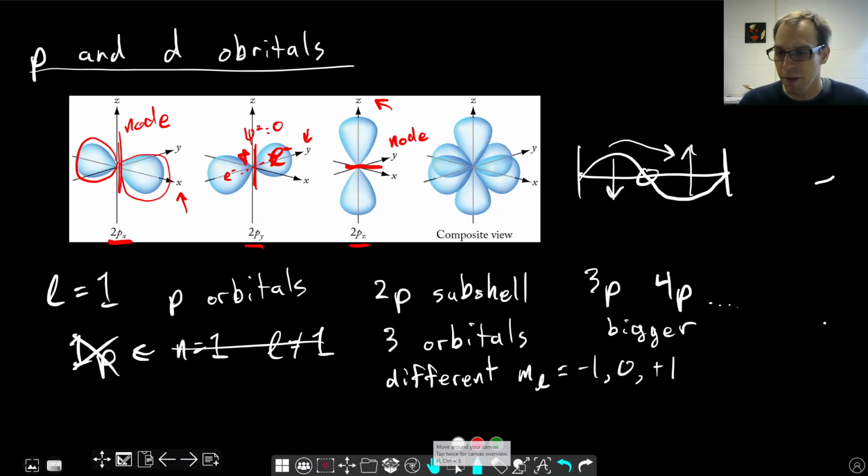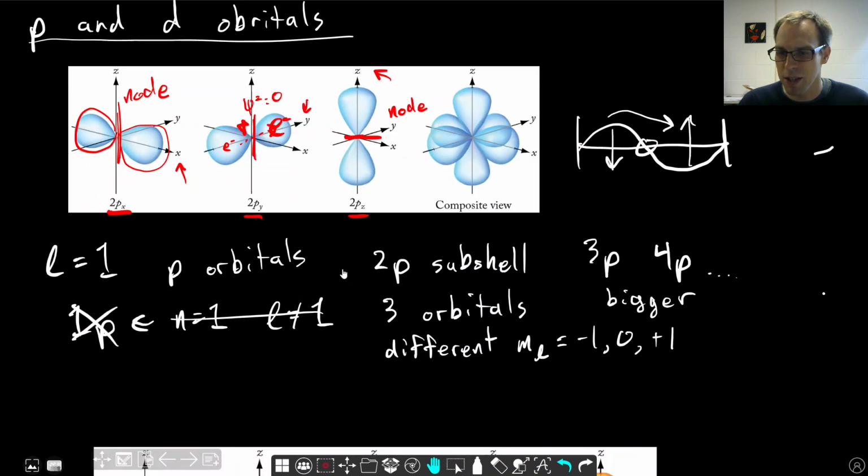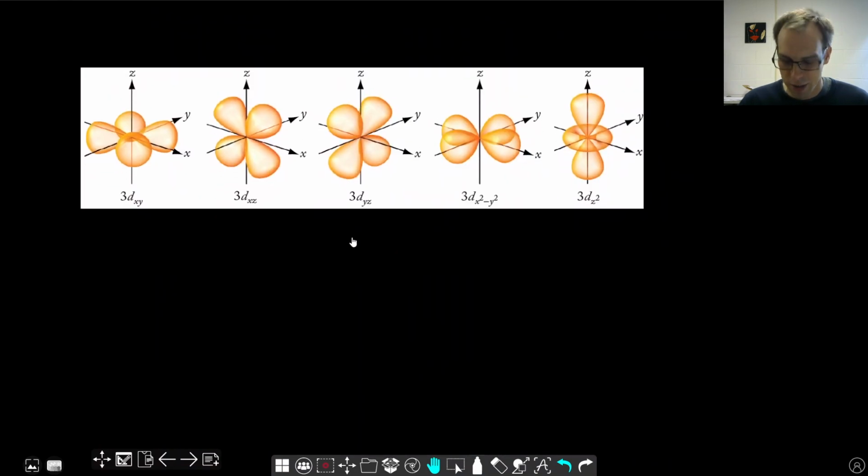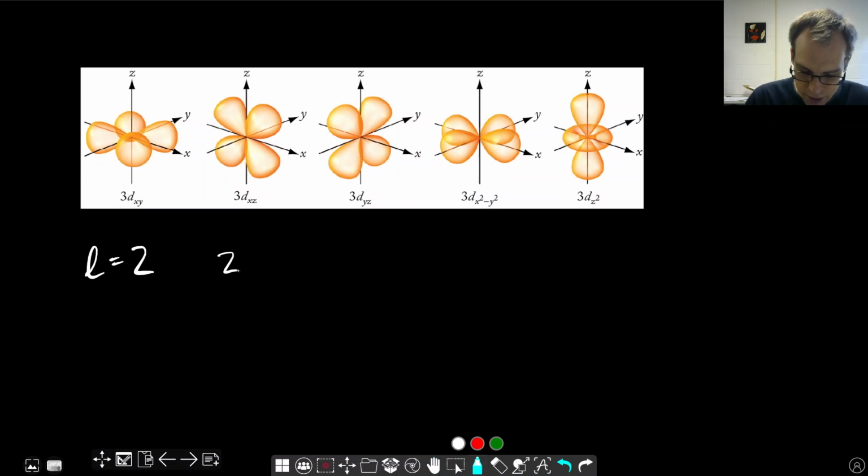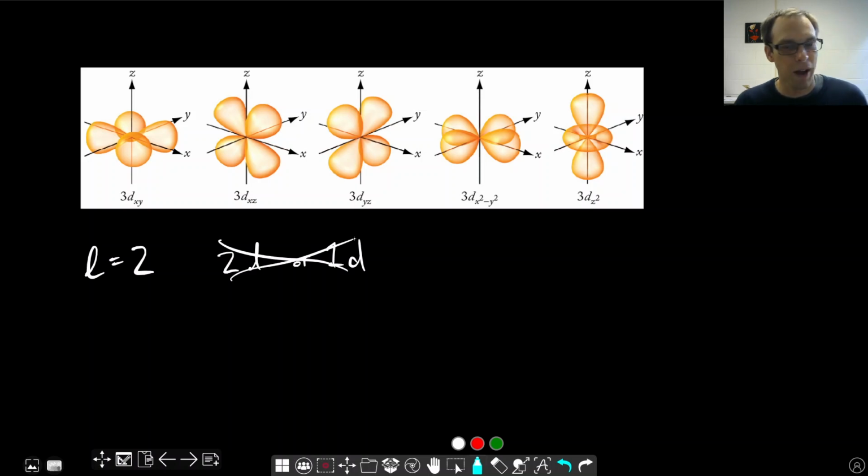Now let's look at the shape of the last one we're going to look at, which are the d orbitals. So these are L equals 2. There is no such thing as a 2d orbital or 1d orbital. These are not allowed because the values of n and L don't match. So the first set of d orbitals, the first subshell of d orbitals, are the 3d orbitals, the 3d subshell.